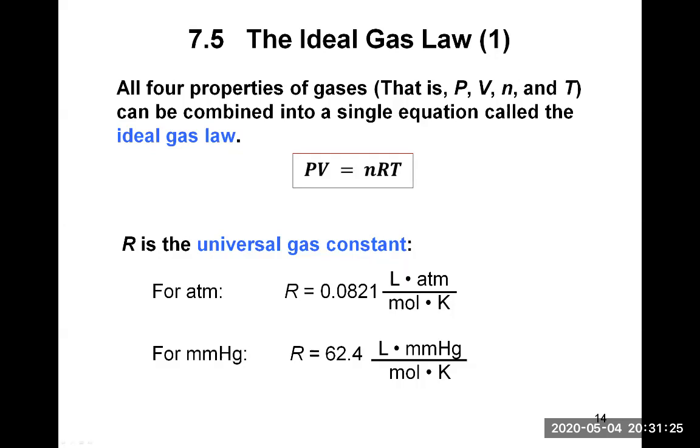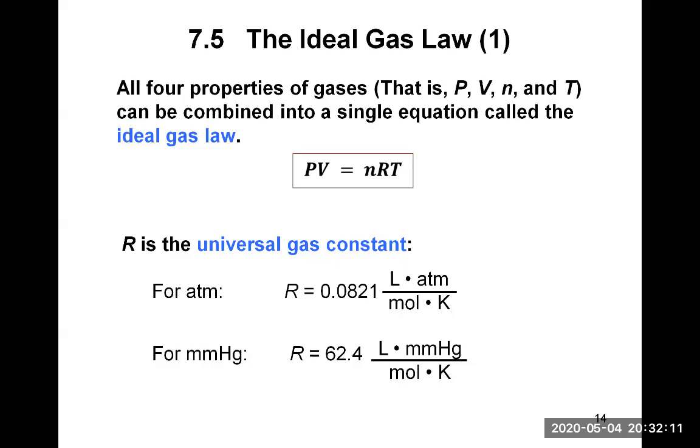And so what is R? R is the universal gas constant. It's a constant that has been calculated and that makes the ideal gas law work. Because there are so many different units of pressure, it has been calculated to work for different pressures, but we will mainly use two. The R value for when pressure is in atmospheres is 0.0821, and the unit of R is liter times atmosphere per mole per Kelvin.